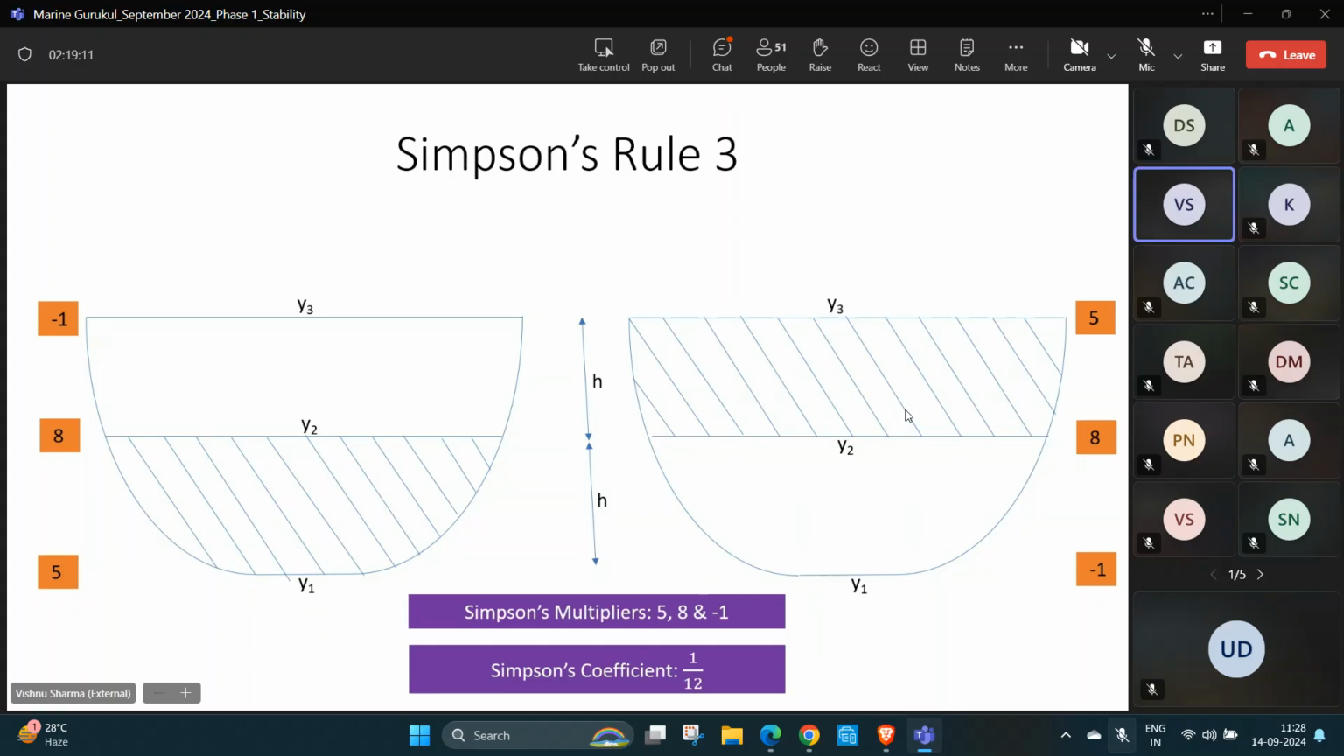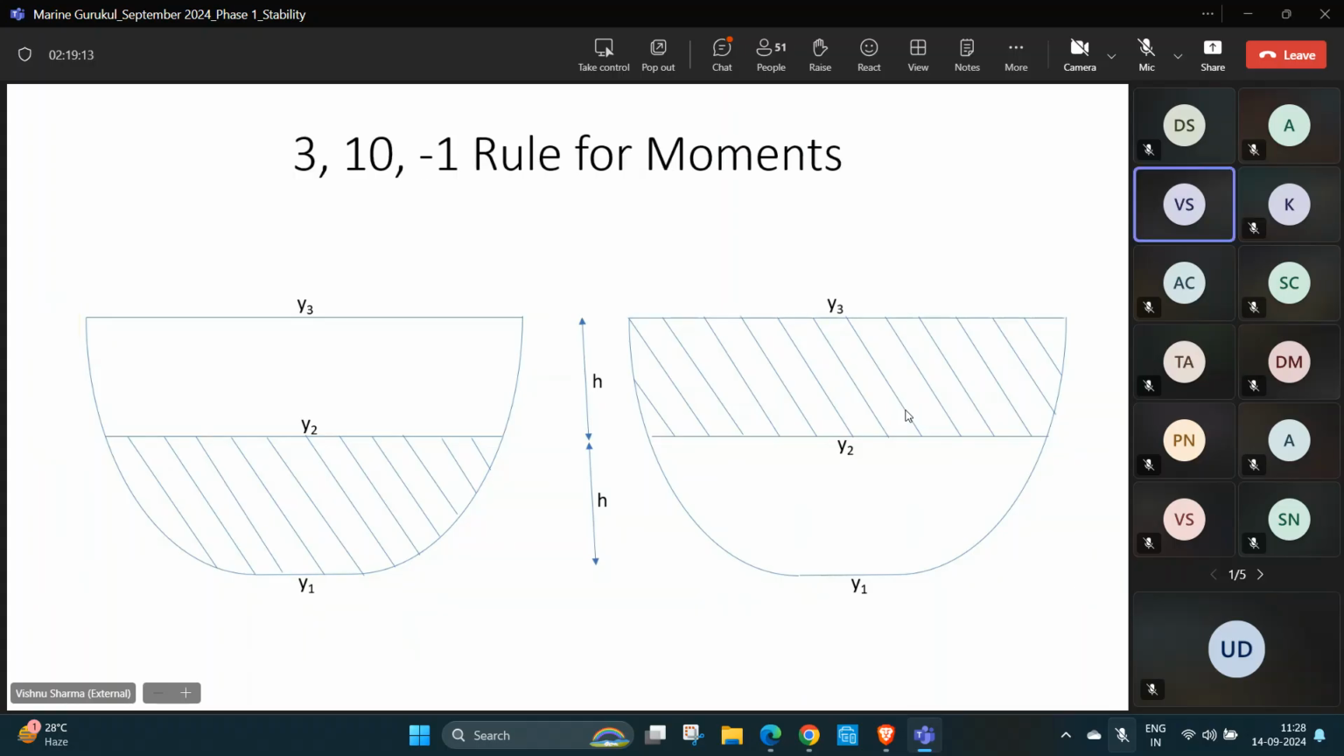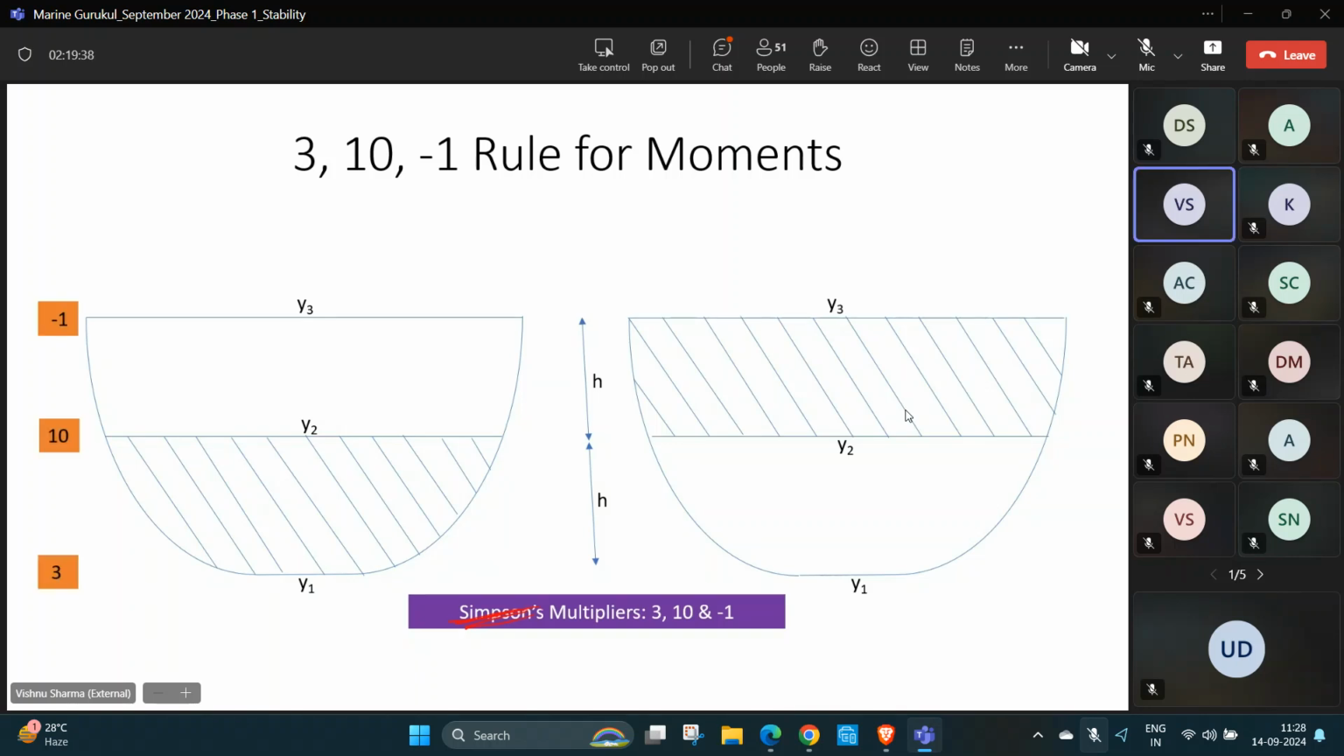Okay, now we go to 3, 10, minus 1. I've written it as Simpson's multiplier. You can remove it if you are not happy, but in the table we usually continue writing SM. These are multipliers because it's not a Simpson's rule, so you can remove the word Simpson's if you want. They are 3, 10, minus 1. How is 3, 10, minus 1 assigned? 3, 10, minus 1 for the left diagram, 3, 10, minus 1 for the right diagram.